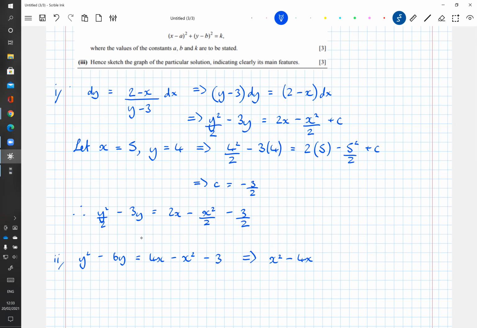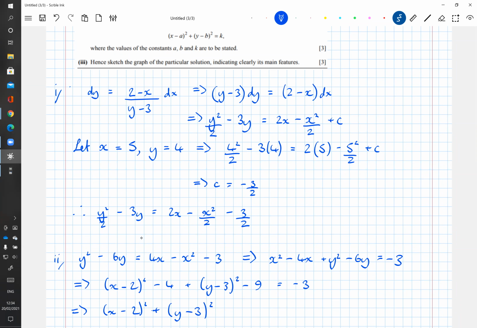And it's a circle equation. So we complete the square. X minus 2 squared minus 4 plus y minus 3 squared minus 9 equals minus 3, which means that x minus 2 squared plus y minus 3 squared equals 10.